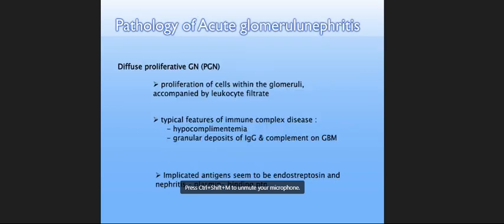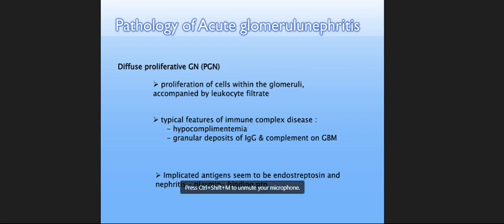Again, the pathology is something complicated. We have diffuse proliferative GN. There is a proliferation, a growing up of cells within the glomeruli, accompanied by leukocyte infiltrate because it's inflammation. There are typical features of immune complex disease. Remember, the key entity is immune complex deposition.